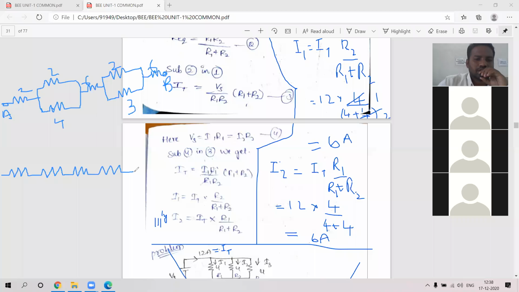One, two, three, four, five: 5 resistors. This is 2, this is 2, this is 6, and this is 6, already there. How are these two connected? Parallel. Parallel means product by sum. So 2 into 4 by 2 plus 4 is 8 by 6. What is the value in decimals?